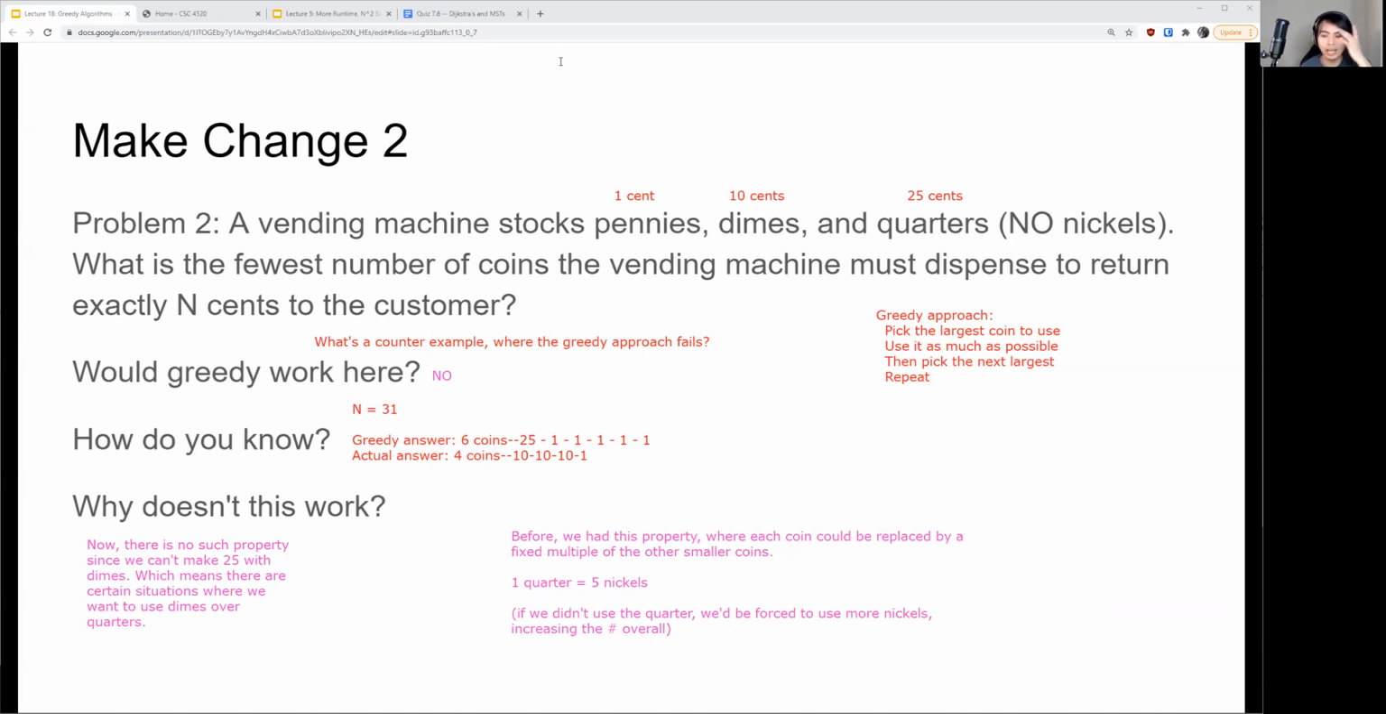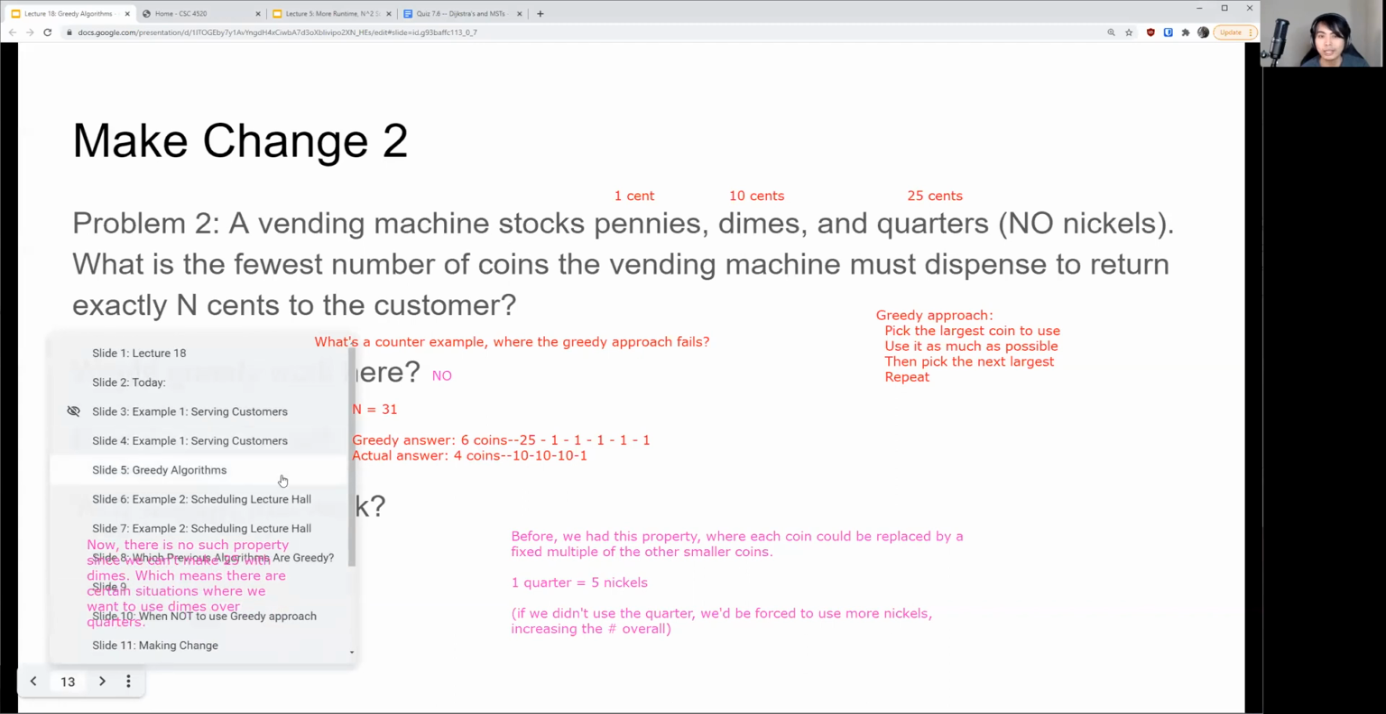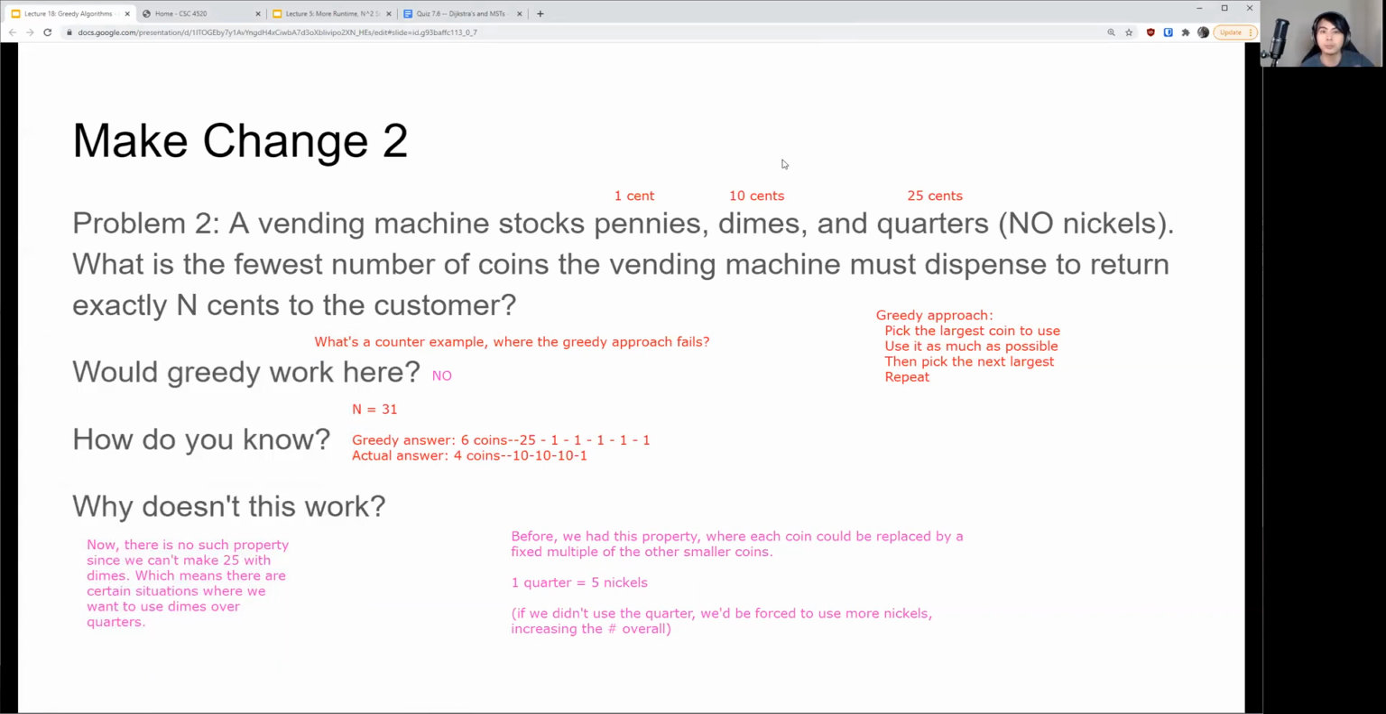If you want to go and prove that this works, go ahead and check your textbook. There are some proofs that you can see of some previous examples that we covered, the activity scheduling one and the serving customers one. There are some mathematical proofs in your book in chapter 16.